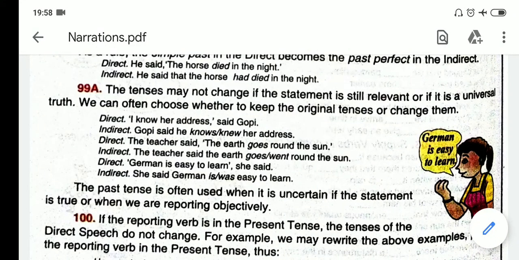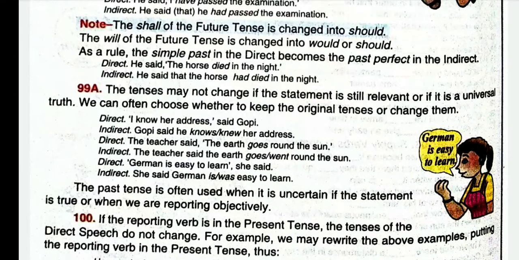It is up to you, because if Gopi knew the address before, he still knows the address now. The teacher said the earth goes round the sun. The teacher said that earth goes round the sun. You will not say that the earth went round the sun, because the earth revolves around the sun. This is a universal truth. You will not change the tense in this case.